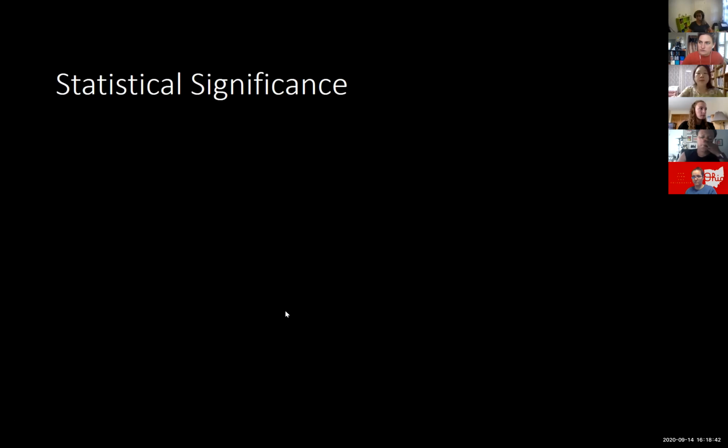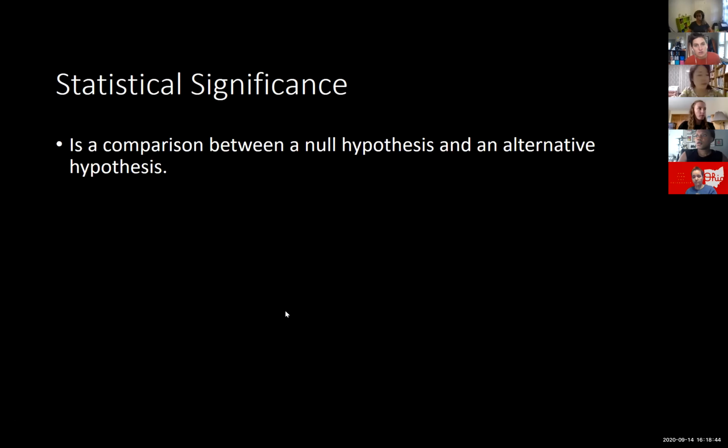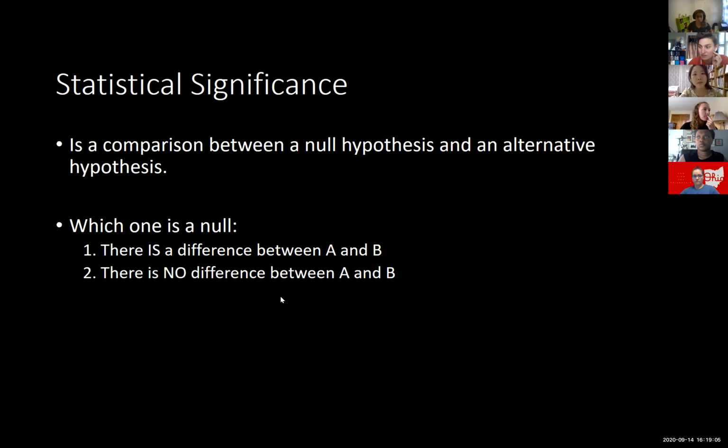Now this is something that you should have had an introduction to in a previous course before you got to me. That's why I'm really just going to briefly go over it here. It's a comparison between a null hypothesis and an alternative hypothesis. And I think you should remember those. Sometimes you would have learned it as an H sub 0 and an H sub 1. Now, one of these is a null.